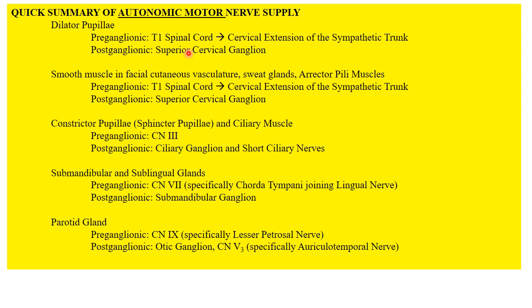That's where the postganglionic neuronal cell bodies are located, and the pathways are really too complicated to know. Don't worry about it. Just know this guy supplies this: smooth muscle and facial cutaneous vasculature, sweat glands, erector pili muscles. So that's another sympathetic supply right there.